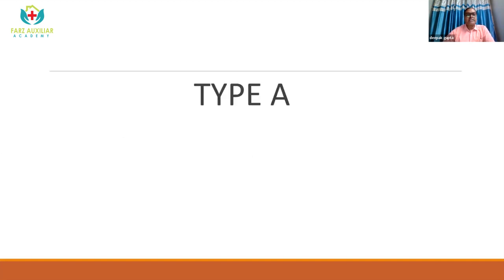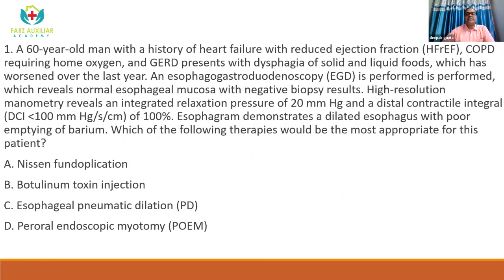Okay, so let's start. We'll start with the type A questions. The first question is, a 60-year-old man with a history of heart failure and reduced ejection fraction, COPD requiring home oxygen, and GERD presents with dysphagia of solid and liquid food, which has worsened over the years. An esophagogastroendoscopy is performed, which reveals normal esophageal mucosa with negative biopsy results.